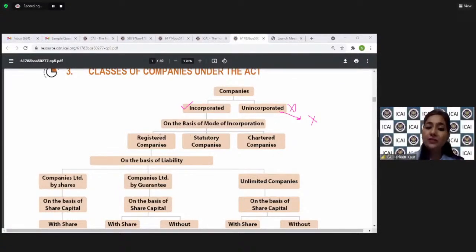On the basis of incorporation, again, we move ahead to the registered companies. These are the ones which we have to study. So on the basis of registration, we have, on the basis of liability, company limited by shares, company limited by guarantee and unlimited companies. Now, company limited by shares are further divided on the basis of share capital only, because their name is company limited by shares, so you cannot have it without shares. So here the company limited by shares is further divided into public and private company.